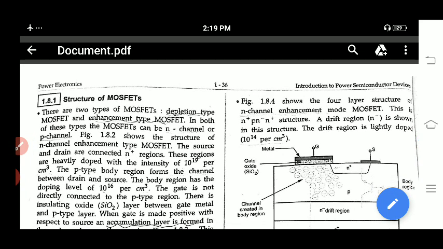Obviously, you know that in this n plus region, the doping concentration will be 10^19 per cubic centimeter. The p body region forms the channel between drain and source. We have seen that in the p body region only there will be a formation of an n channel between drain and source. In that p region, the doping concentration will be 10^16 per cubic centimeter. Then there is insulation of an SiO2 layer between the gate metal and the p body region.